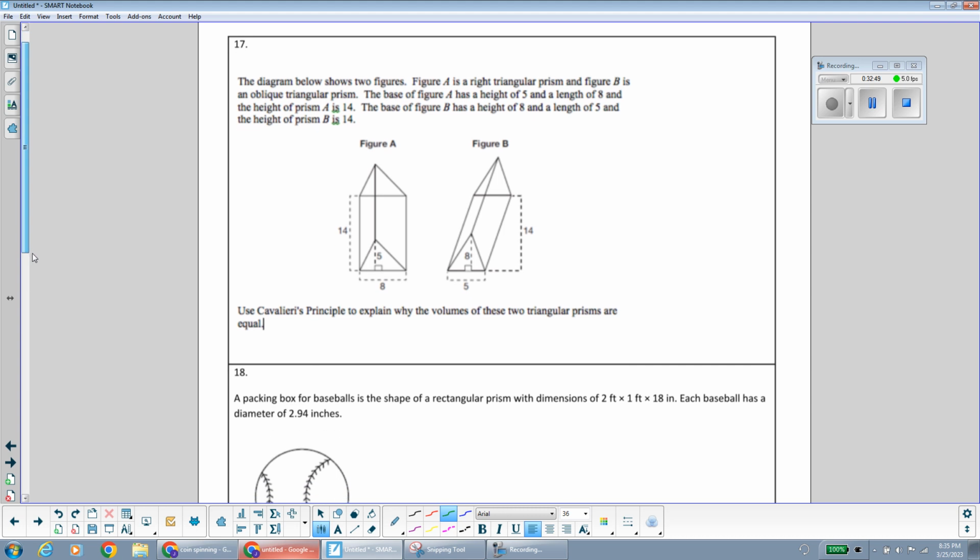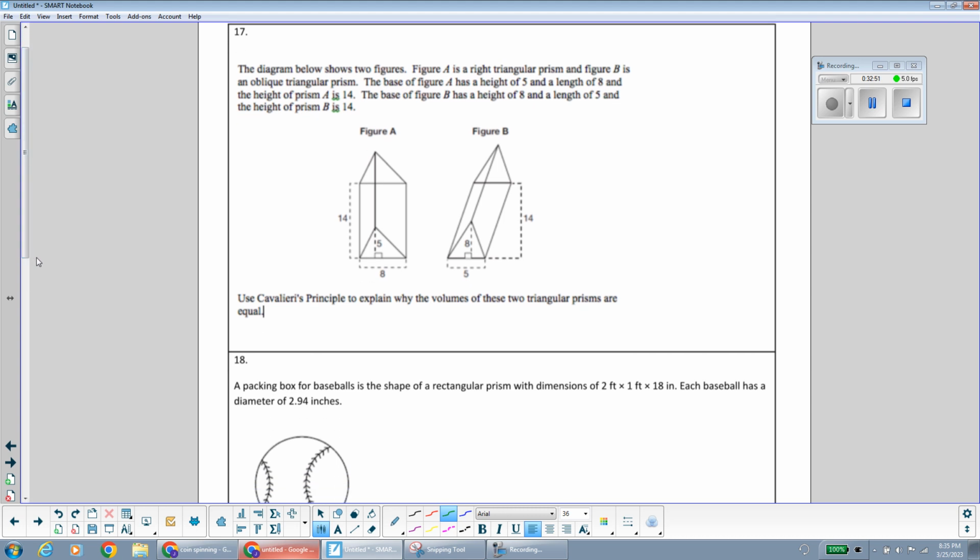Here's our next question. So we have two figures. Figure A is a right triangular prism, and figure B is an oblique triangular prism. So one is slanted and one is not. The base of figure A has a height of 5 and a length of 8, and the height of prism A is 14. The base of figure B has a height of 8 and a length of 5, and the height of prism B is 14.